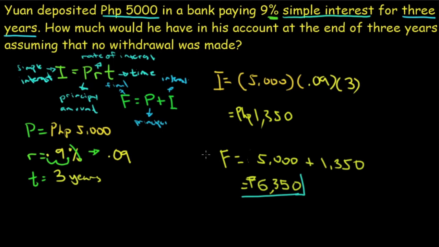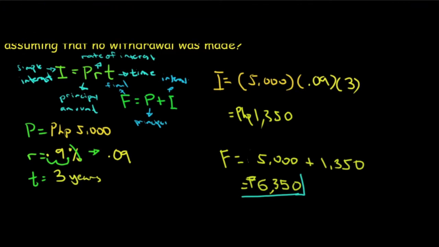That's how you solve for the interest, simple interest, and the final amount. Magkano yung pera kasama yung tubo and the original o yung principal na amount. Let's have another example.